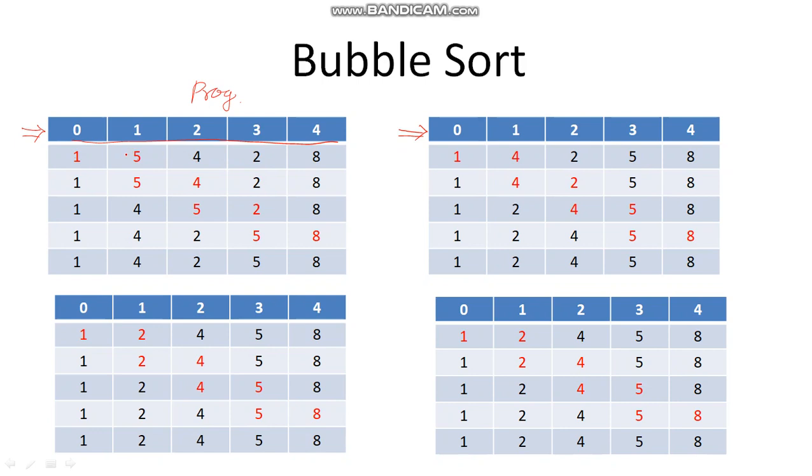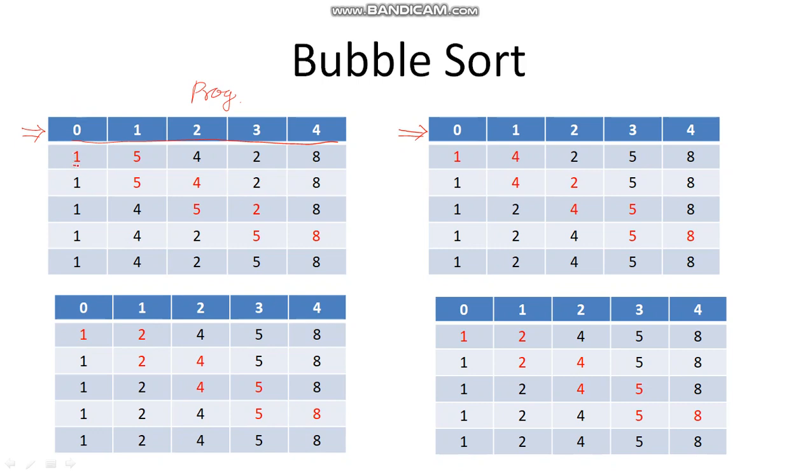In bubble sort, we go on finding the largest element and we try to place it at the last position. Then we find the second largest element and place it at the second last location. Next, we find the third largest element and place it at the third last location, and we continue in this way, and finally we get a sorted array. So bubble sort works in this way.